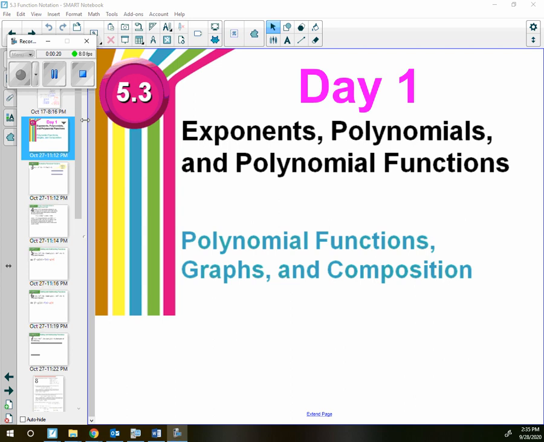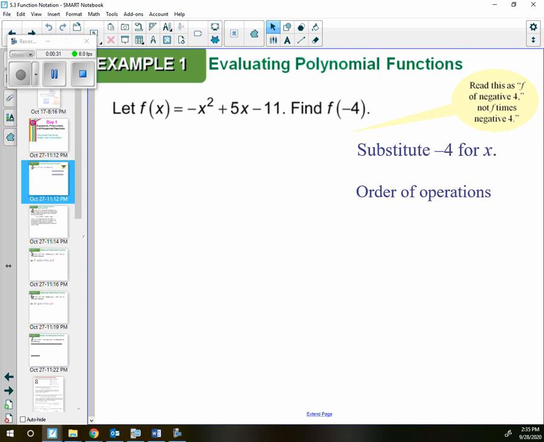So for this first part, we're going to be looking at addition and subtraction primarily, with function notation and evaluating those functions at different values. So let's make sure everybody's okay with what function notation is all about.